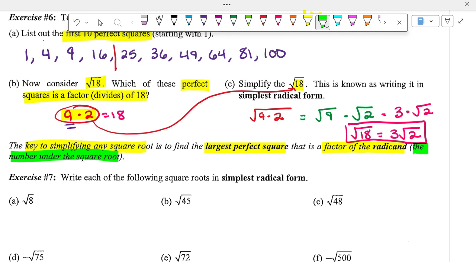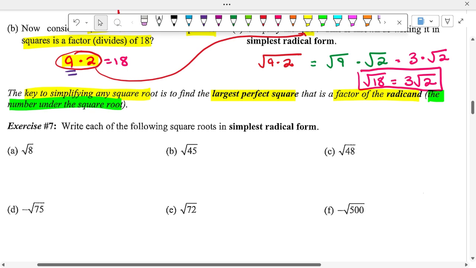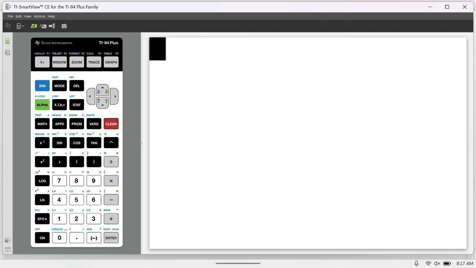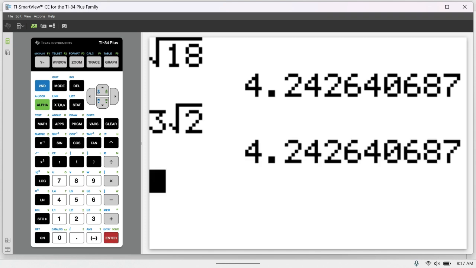All right, so let's try some more. And by the way, if you don't believe me that those are congruent, let's check in our calculator real quick. If I type in the square root of 18, that's not 18, I get this funky decimal. Now let's type in 3 square root 2 and see if I get that exact same decimal. Do I? Yes. So they are congruent, or equal, or whatever.